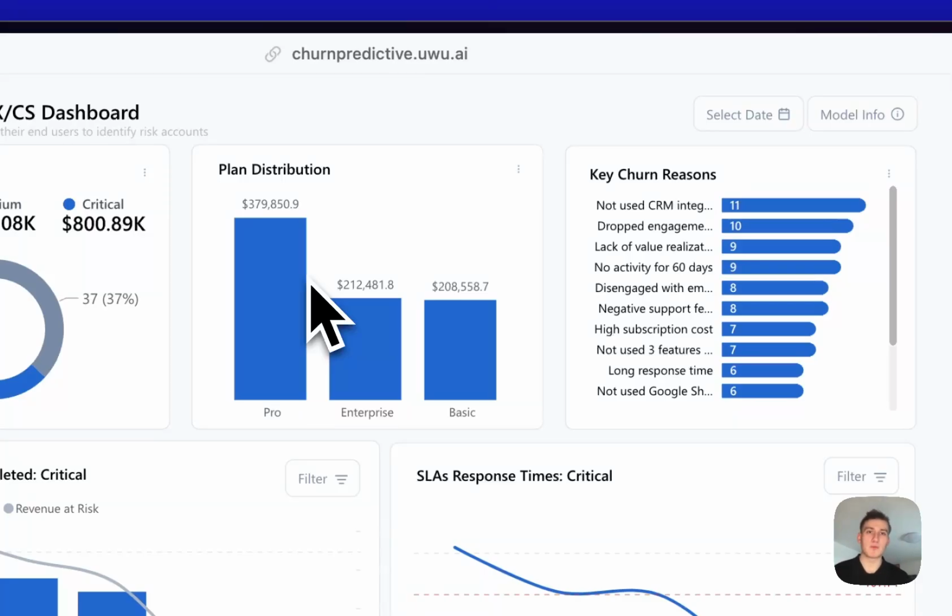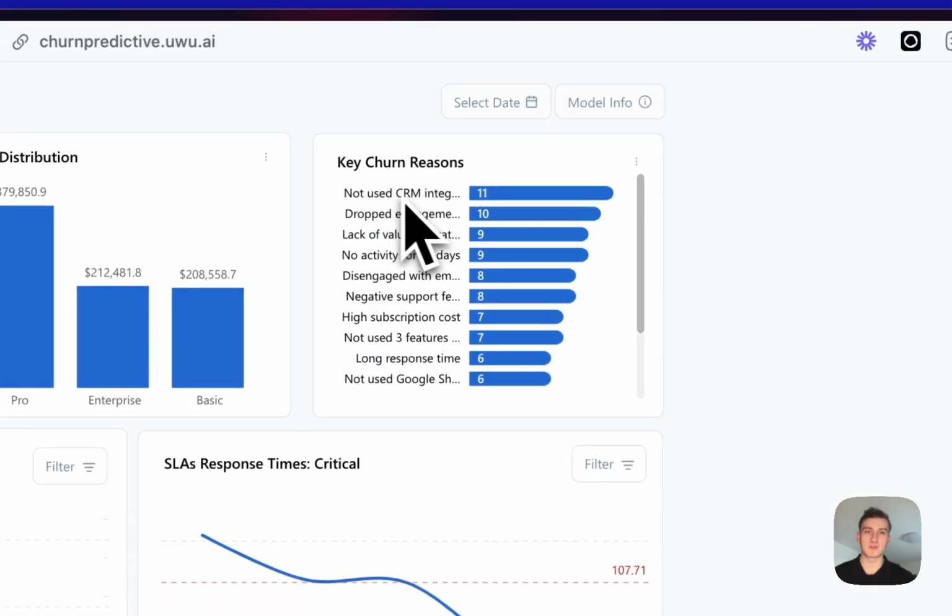On the right corner, we are able to see the key churn reasons. Basically, these are the reasons that all of the churned customers we have had in the past told us, or we found out, for why they churned. If we zoom in and hover over it, we can see that the first reason is not used CRM integration. That helps us determine what the reasons are that people are churning, and we do this by analyzing the data, turning the raw data into insights.